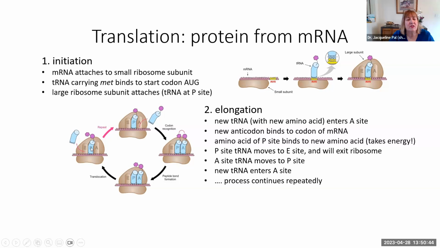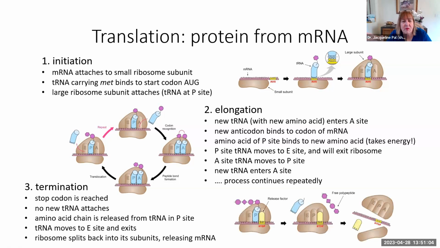So as you can see, that one that moved over to the E site, that's like an ejection button. And you are gone. You are out of here. And then you notice that once the one in the A site has moved over to the P site, we have room for a new one to come in. And so this process continues repeatedly until we have the termination step.